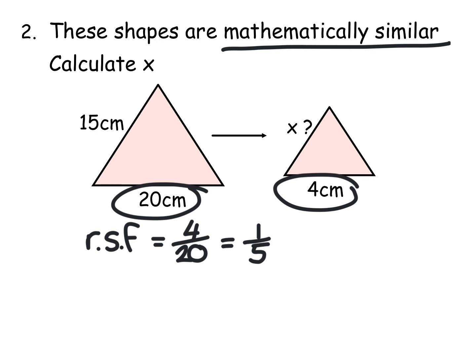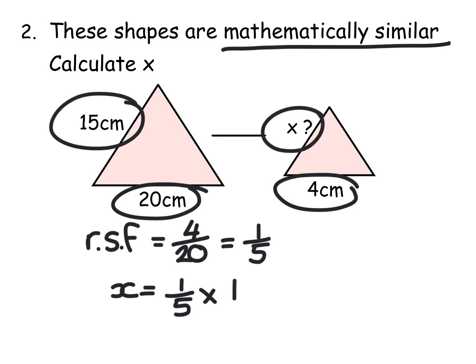Now you might be able to just look at that and go, 20 divided by 5 is 4, and divided by 5 in maths is written as times by a 1/5. So your scale factor is a 1/5, the second shape is a 1/5 of the original one in length. So my missing side x is simply 1/5 times the length that corresponds with it in the other shape, which is 1/5 of 15, which is 3 centimetres. So my new length would be 3 centimetres.